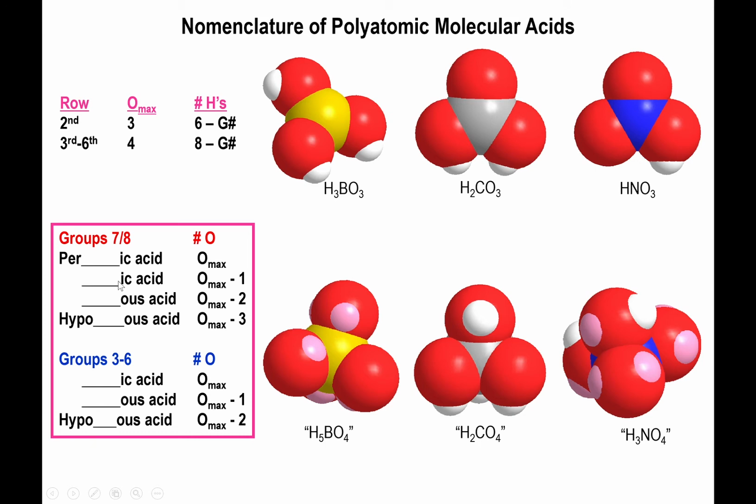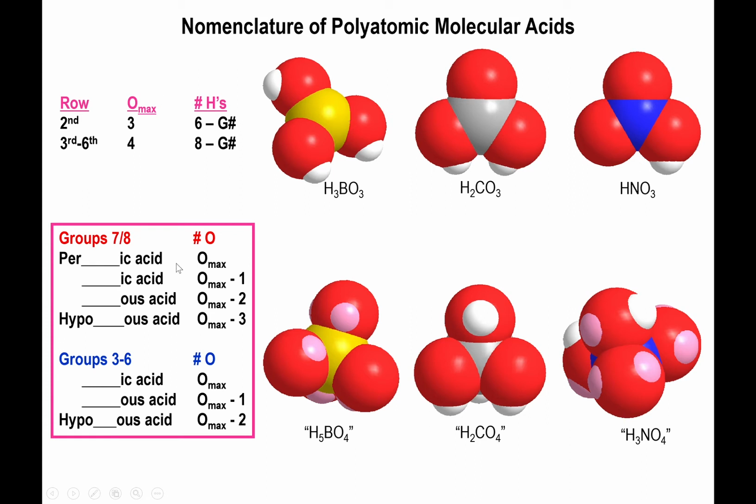And what we're going to do is we're going to utilize a table to come up with the names of these oxyacids, the ones that contain hydrogen and oxygen, plus some other element. What we're going to pay attention to is not only the number of oxygens, but the group number to which the central element belongs.